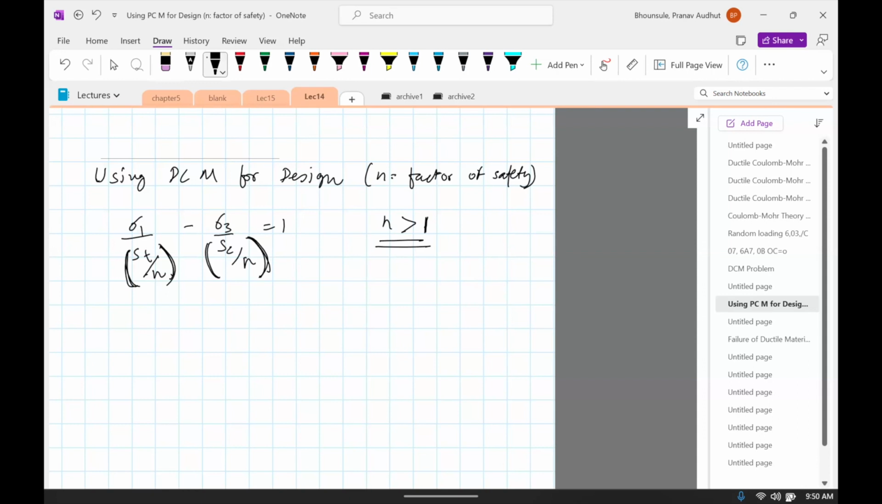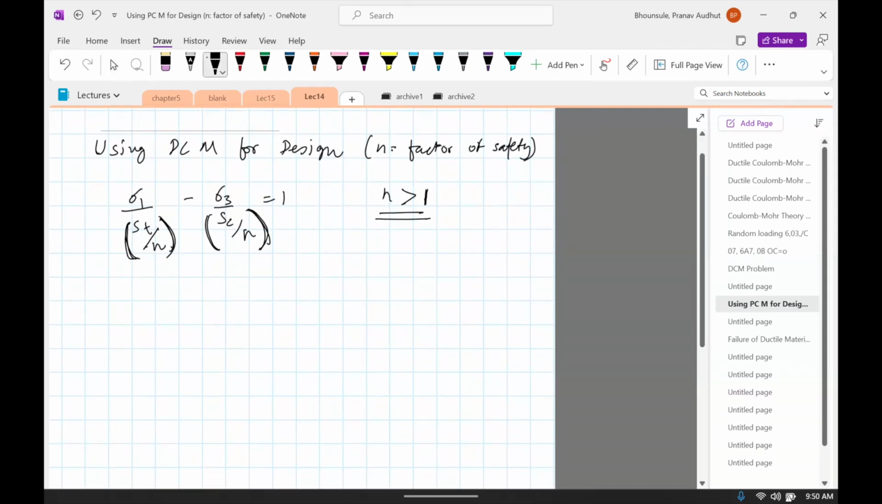So it's going to give you a buffer as to how much the stress can go before things fail. Now you could simplify this a bit. If you move this N out of this bracket, you get sigma 1 divided by ST minus sigma 3 divided by SC equals 1 divided by N.